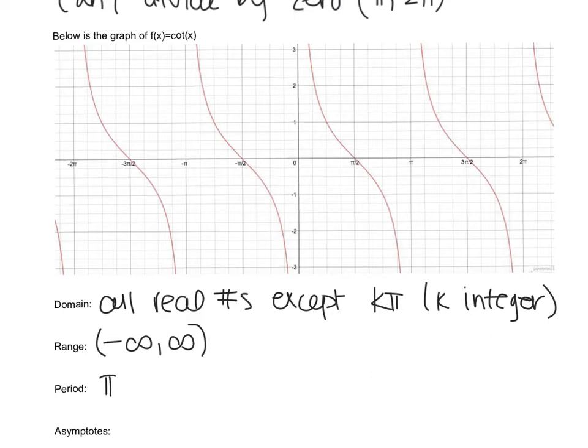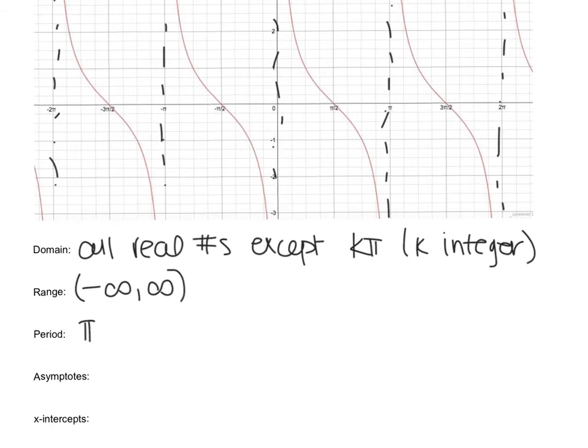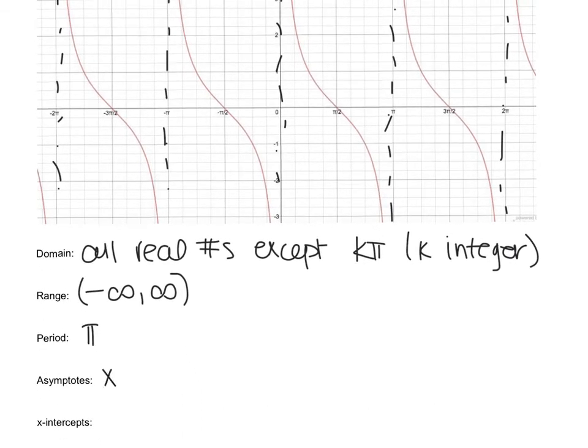Again, you can look at the graph. If I look between 0 and pi, I get one curved portion of our graph. Then we look at the asymptotes. If I draw my asymptotes, they happen at pi, 2 pi, 0, negative pi, and negative 2 pi. So my asymptotes we can write as x equals k pi, where again k is an integer.